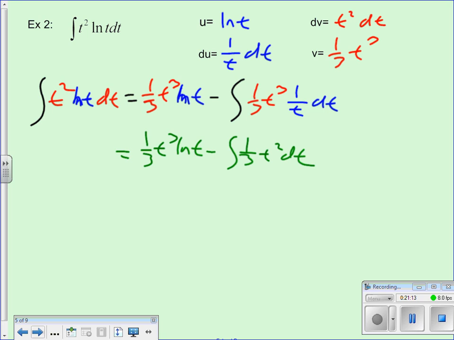And we can do the antiderivative of 1/3 t squared. So I end up with 1/3 t cubed natural log of t minus the antiderivative of t squared, which is 1/3 t cubed, times the 1/3 that's already there. So I have 1/9 t cubed plus C. Can't forget the ocean.